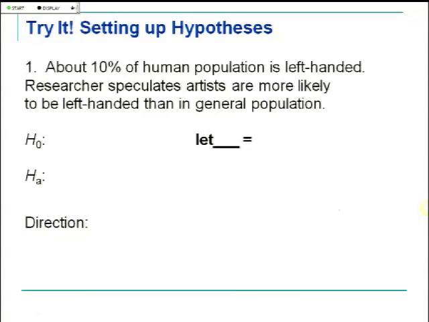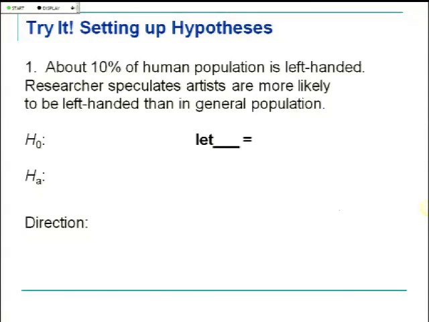We stated before about 10% of the population is left-handed. We have a researcher who thinks that artists are more likely to be left-handed than the general population. And we're asked to set up the theories that would be tested for that researcher's claim. So the researcher is studying what kind of population?